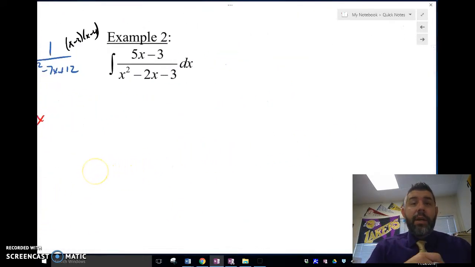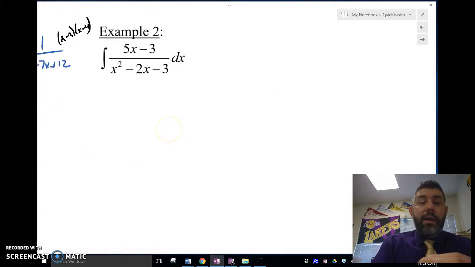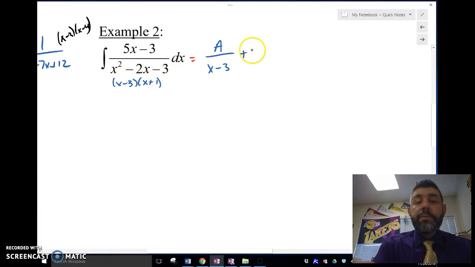Let's look at the second example here. So again, if we did the derivative, we get 2x minus 2, which is not what the top is. So we can't use the reverse chain rule. So I'm going to do a over, factor that out. This factors to x minus 3 times x plus 1, plus b over x plus 1 equals 5x minus 3 over x plus 1 times x minus 3.